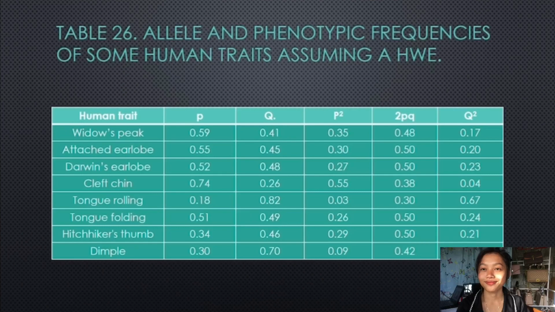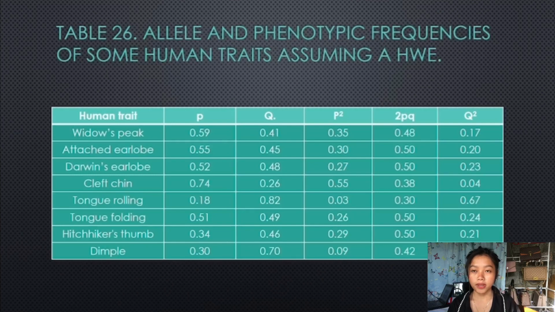In continuation to our table number 25, table 26 is where we put our answers for the equivalent of PQ and 2PQ. In this table, we computed the genetic frequency of the following traits, which are the widow's peak, attached earlobe, Darwin's ear point, cleft chin, tongue rolling, tongue folding, hitchhiker's thumb, and the dimple. In this table, there are a total of 10 generations, and each generation is composed of 10 individuals, where we use 10 as the population in order to compute the P, Q, and the 2PQ.